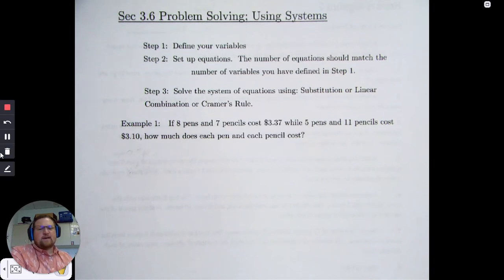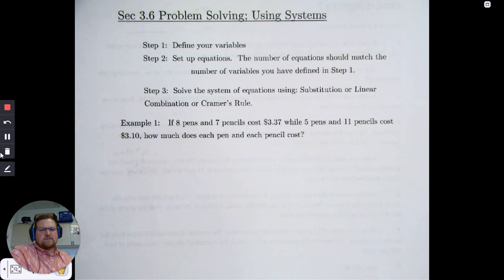So in 3.5, we spent time talking about solving systems of equations. We learned three different ways to solve them. We used linear combinations, we used substitution, and then we used Cramer's rule. So today we're going to look at taking real-life situations and modeling them using equations, and then solving for those variables just like we did last time.